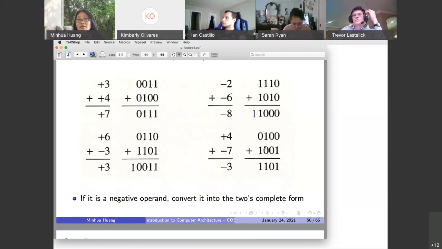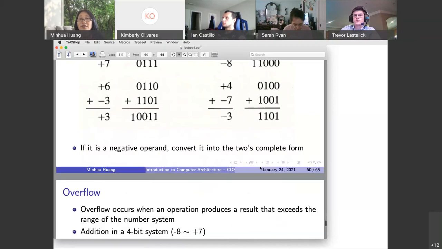So for the last one, for the positive number you don't need to do anything, you just have the corresponding binary number for positive seven. You just need to convert the other to two's complement format. Then you add this all up, and it will give you 1101. It is negative three in two's complement. That's not overflow. Okay, so this is the result.